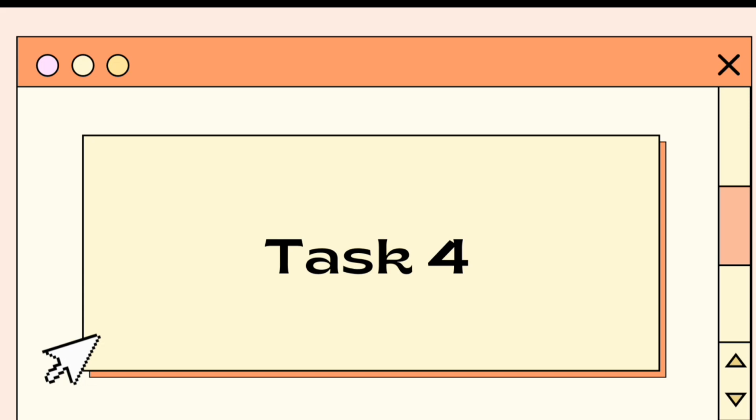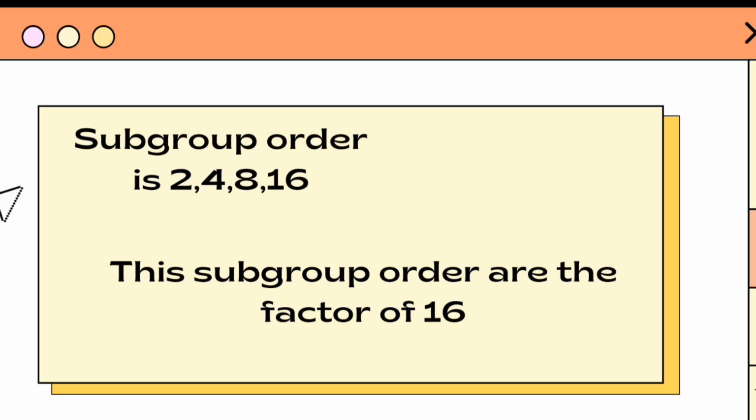So here I will be relating subgroup order. My subgroup orders are 2, 4, 8, and 16. As you can see, the subgroups are the factors of 16, which are 2, 4, 8, and 16.